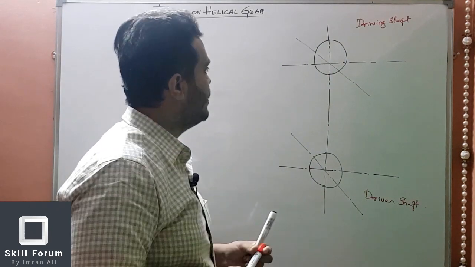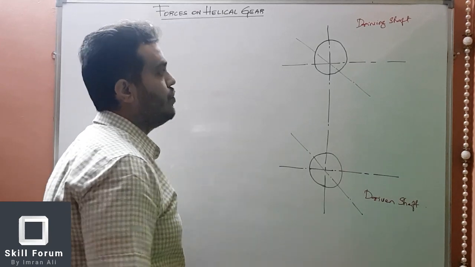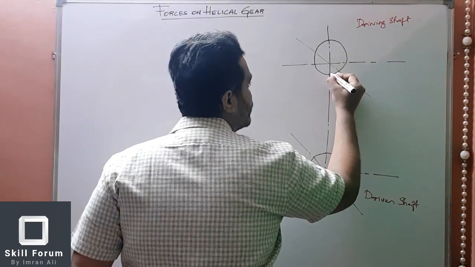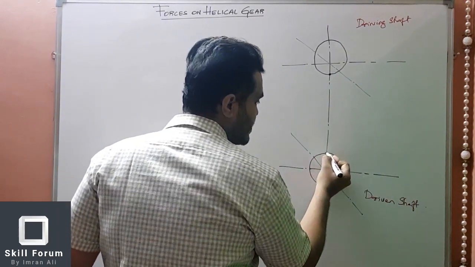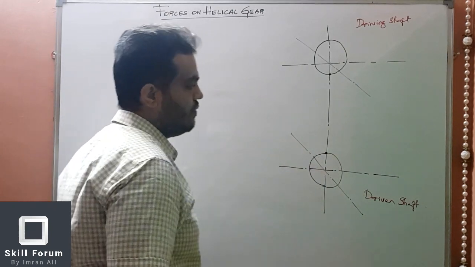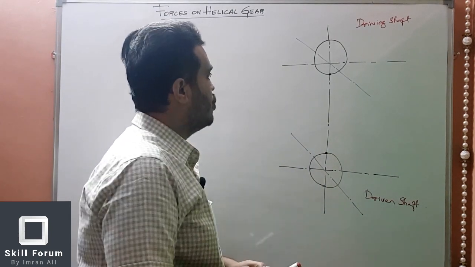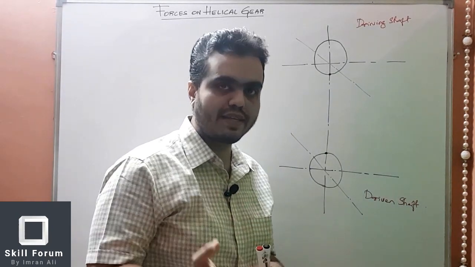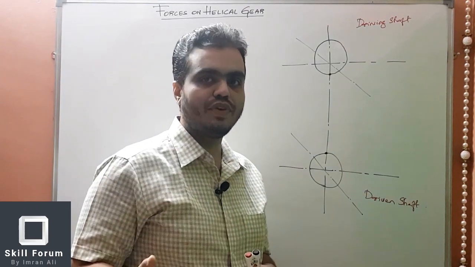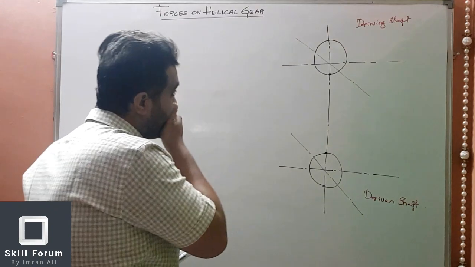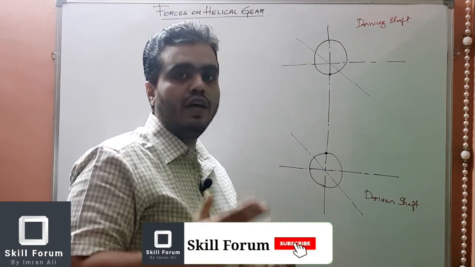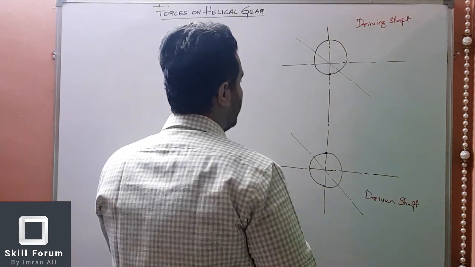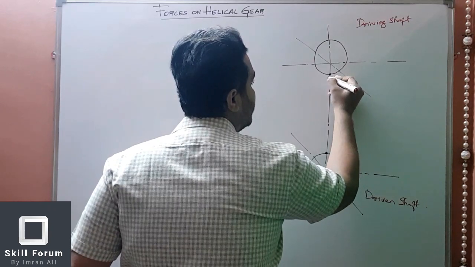So here one thing you have to understand: to define the forces you need to define the point of contact. See here we have a point of contact. So this is the point of contact of driving shaft and this is the point of contact of driven shaft, right? So to define all the forces, there are three forces: axial force, radial force as well as tangential force. As I have explained to you in the spur gear, the radial force will always be in the inner direction. So this is the inner direction of the gear, right?